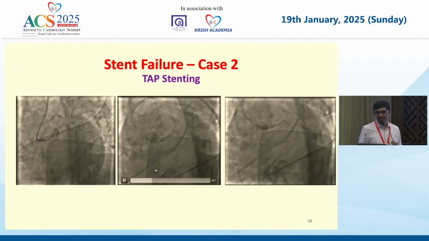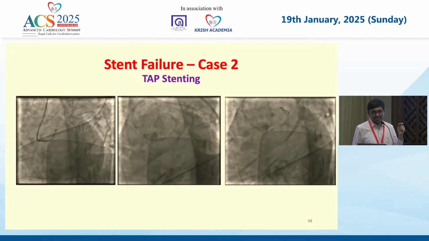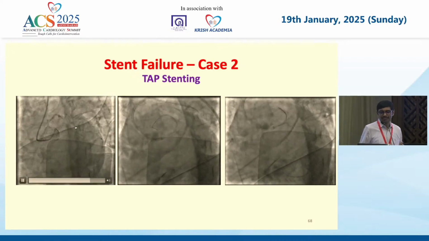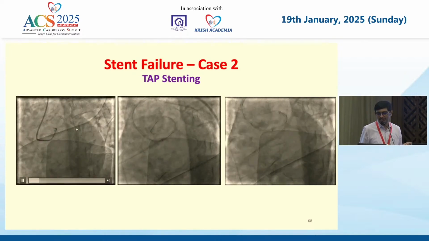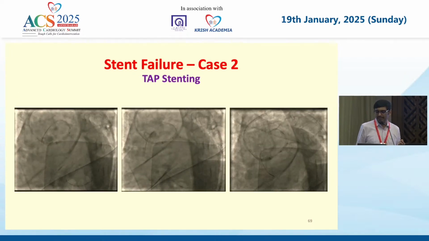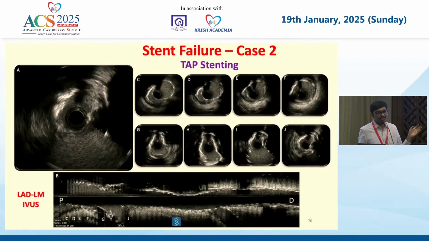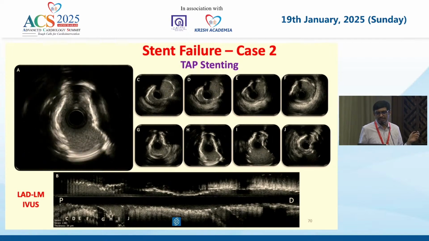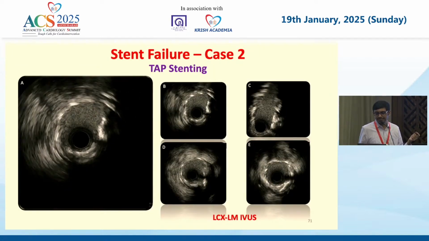And this is one of the patients I showed you, the long Carina TAP stenting. This patient came back after 6 months. You see that the entire bifurcation is stenosed, a tight stenosis, and that was wired and balloon dilated, and this is what we found. It's a calcified lesion. Again, gross under-expansion of the stent is the cause of stent failure in this patient.